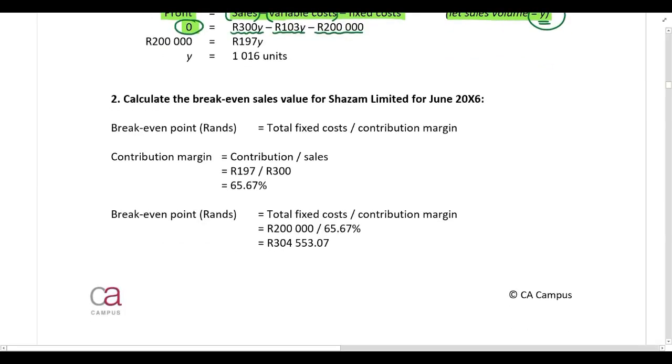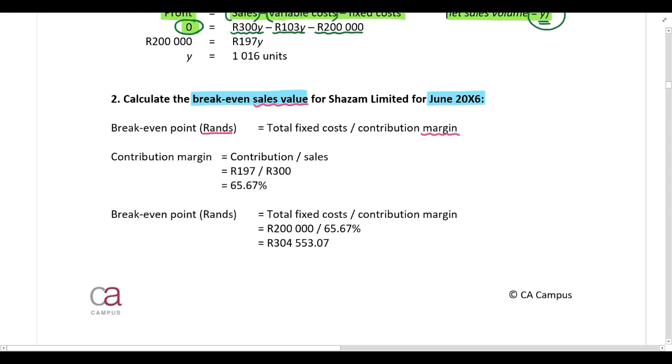Then, in the second part of the required, you now need to calculate the break-even sales value for Shazam Limited for June 20X6. So we just calculated the break-even point in units, and we now need to calculate the break-even point in rands, or the sales value. And we calculate the break-even point in rands by taking total fixed costs and dividing by the contribution margin.